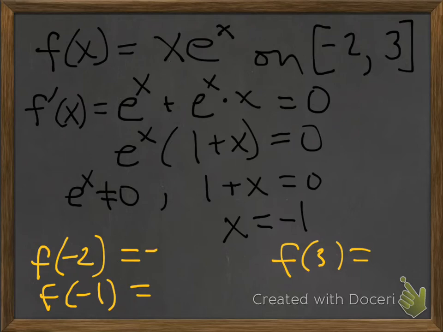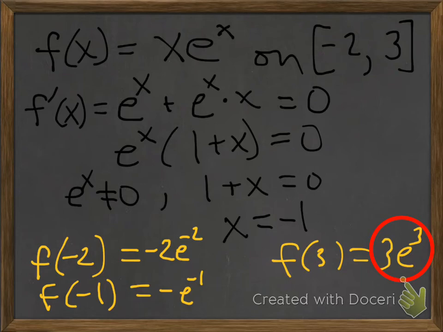This is going to be negative 2 e to the negative 2. This is going to be negative e to the negative 1. And this is going to be 3e cubed. I don't have to think a whole lot about the maximum value here. The maximum value is clearly going to be this one over here. E cubed is going to be bigger than 8 and smaller than 27. It's going to be closer to 27 because e is closer to 3 than 2. And then times 3 again. So that's going to be bigger than these two numbers over here, which are both negative.